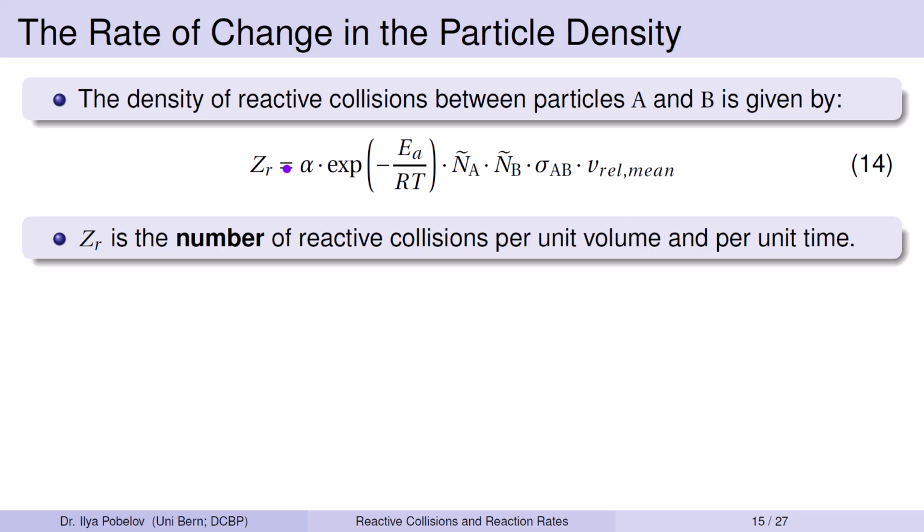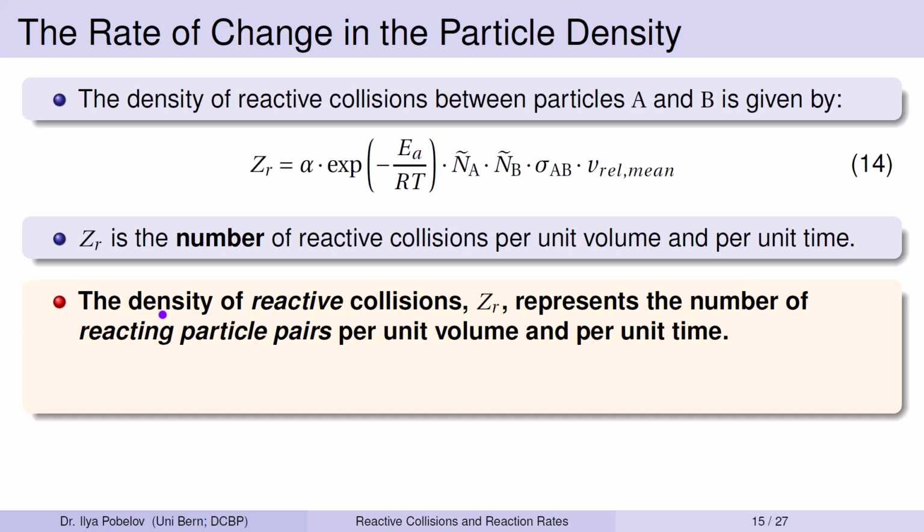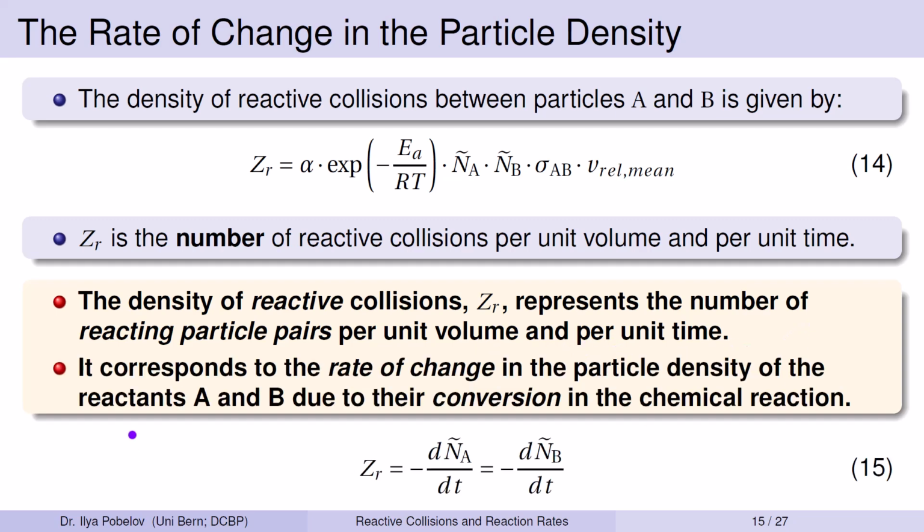The next important point is to recognize that the density of reactive collisions represents the number of reacting particle pairs per unit volume and per unit time. This means that it corresponds to the rate of change in the particle density of the reactants A and B due to their conversion in the chemical reaction.